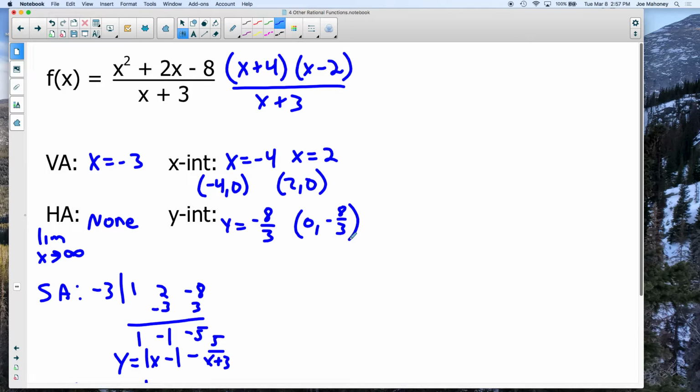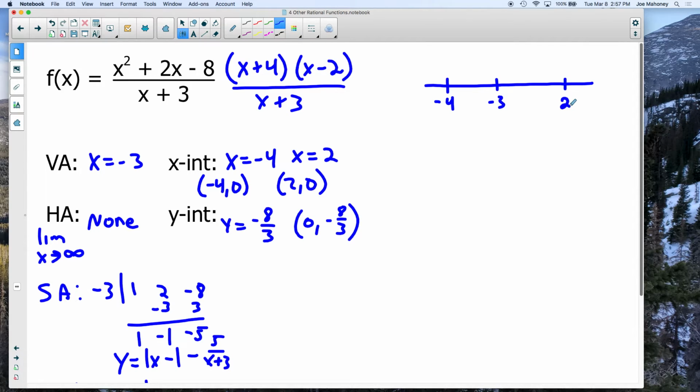Let's see what the signs are doing. Let's go up here for a sign analysis. I got to put in my values. I got a value of negative 4. That's a 0. I got a vertical asymptote at negative 3. And I got another 0 at x equals 2. So I got to check my signs around here.